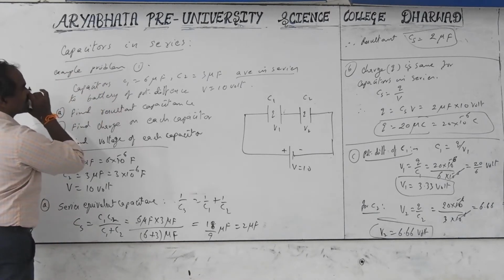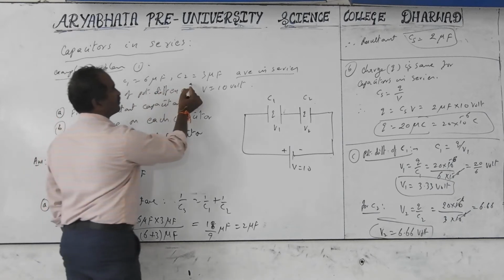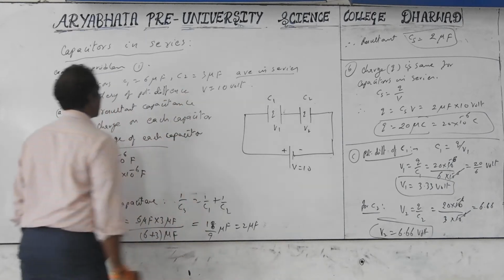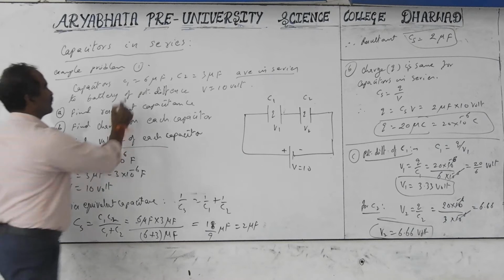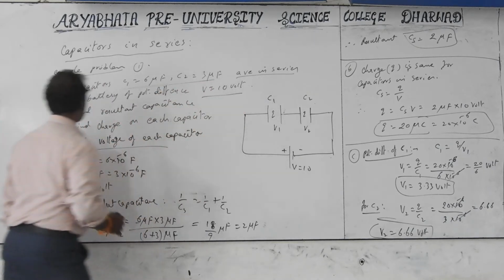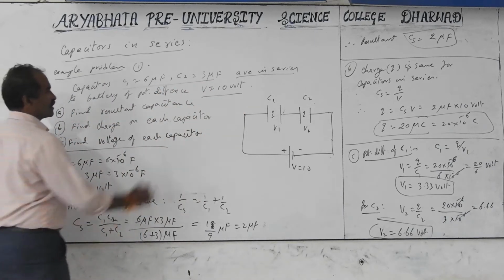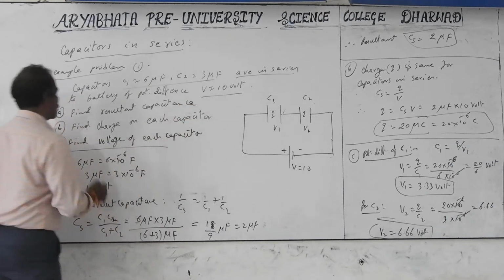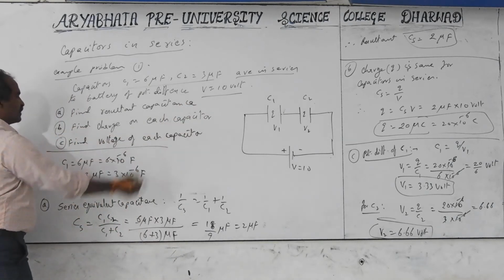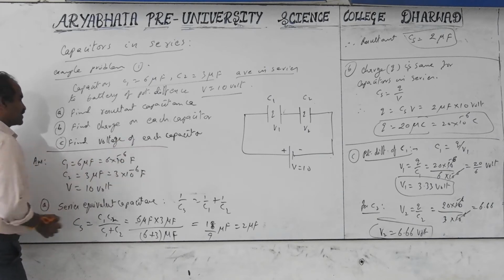Example problem. Capacitors C1 of 6 microfarad and C2 of 3 microfarad are in series, connected to a battery with a potential difference of 10 volts. Find the resultant capacitance of this series combination. Find the charge on each capacitor. Find the voltage of each capacitor.